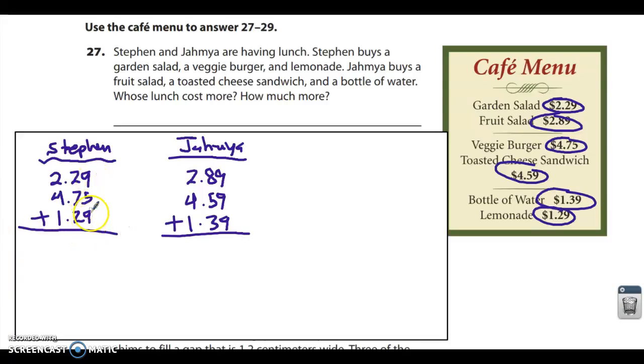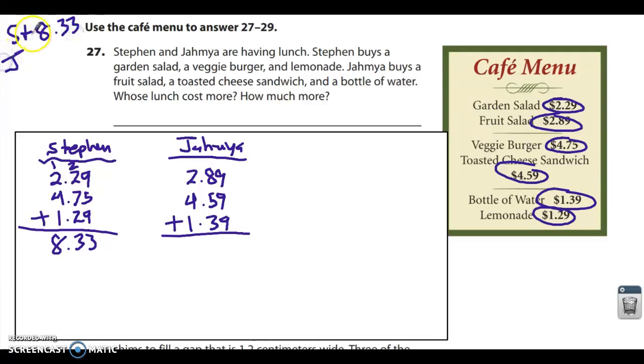So 9 plus 9 is 18, plus 5 is 23. I've got 2 plus 2 is 4. If I add this 2, I'd get 6, plus 7 is 13. 1 plus 2 is 3, plus 4 is 7, plus 1 is 8. I get 833. Stephen's meal, and I'm going to record this up here because I remember from years past that we need this information later. So Stephen's meal is 833.